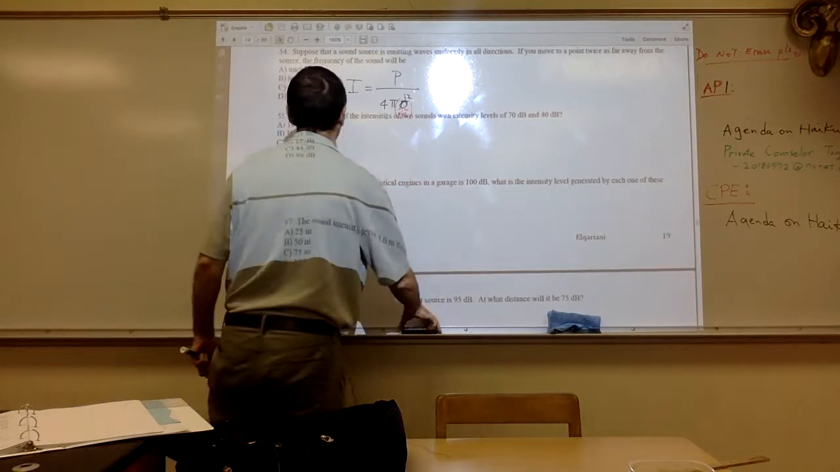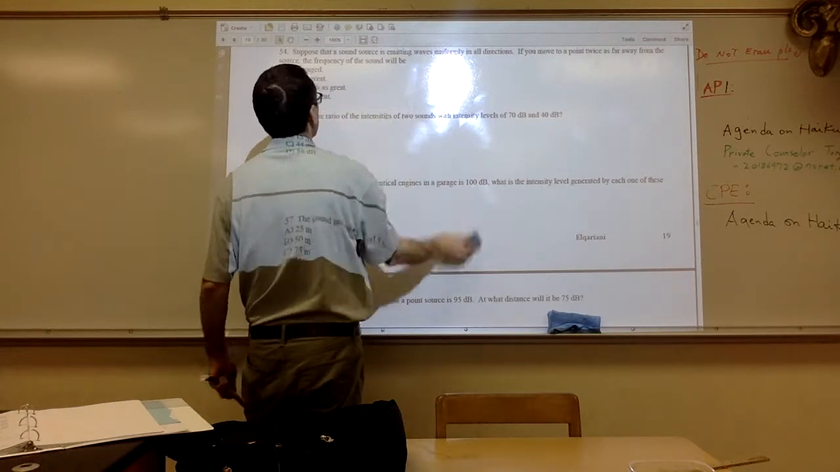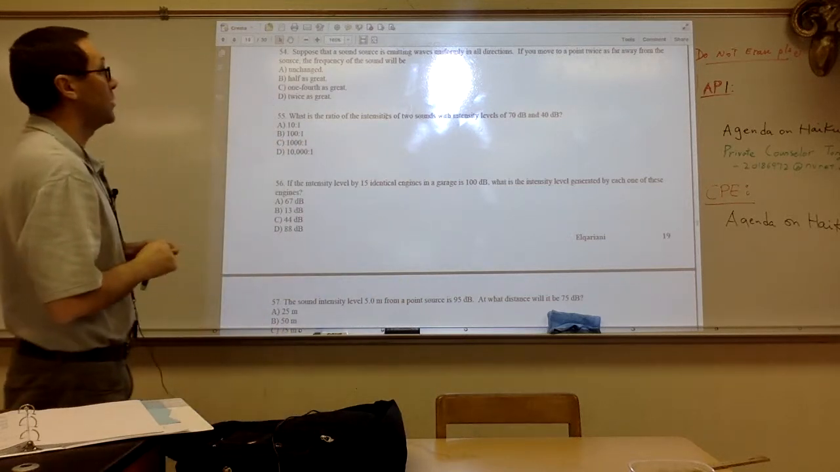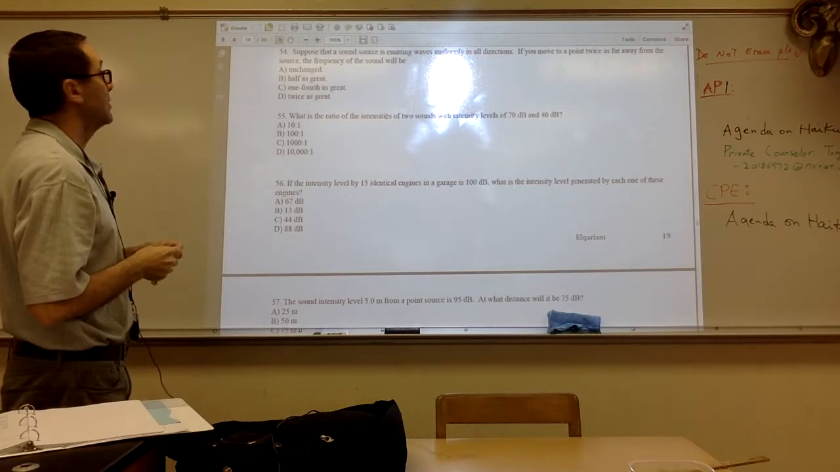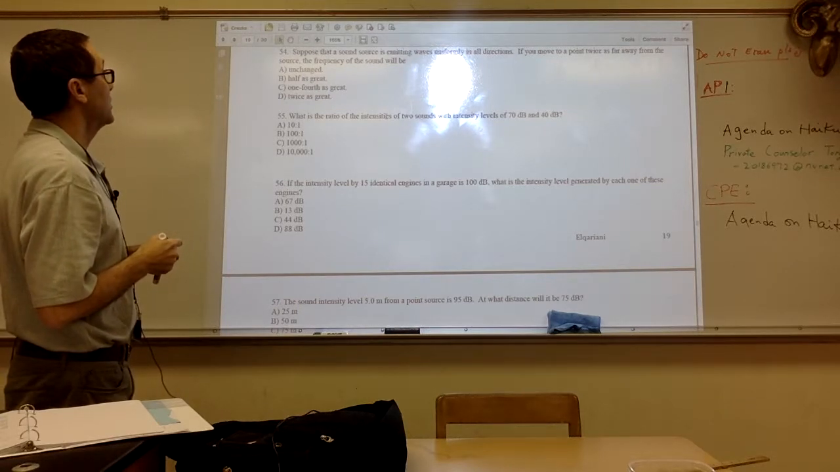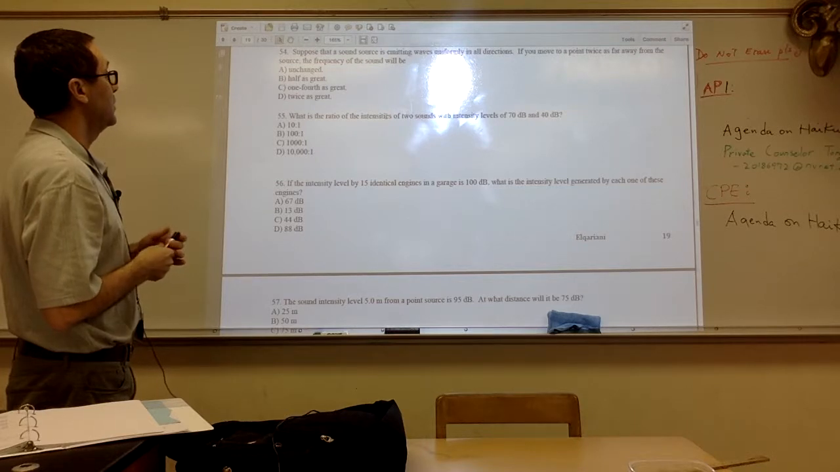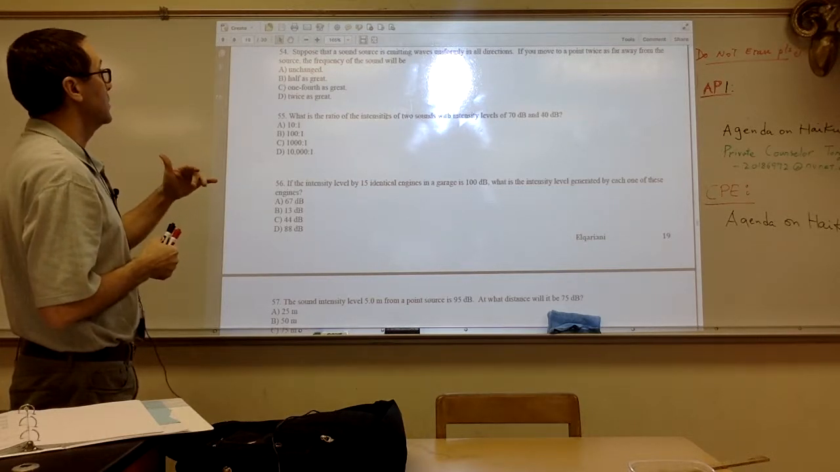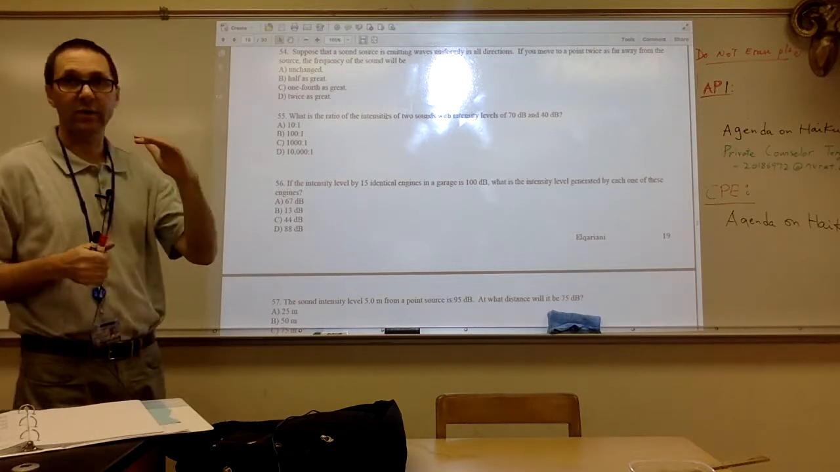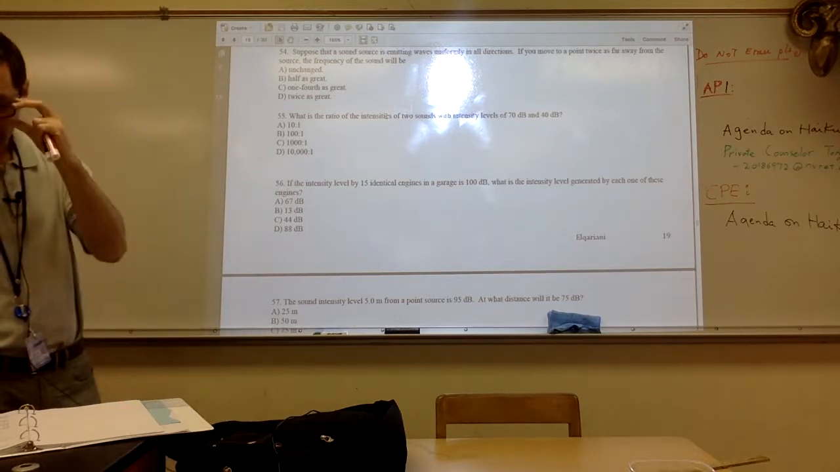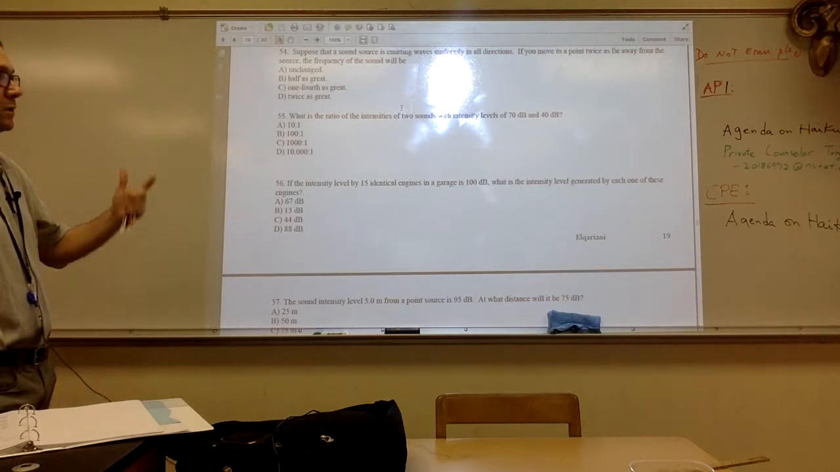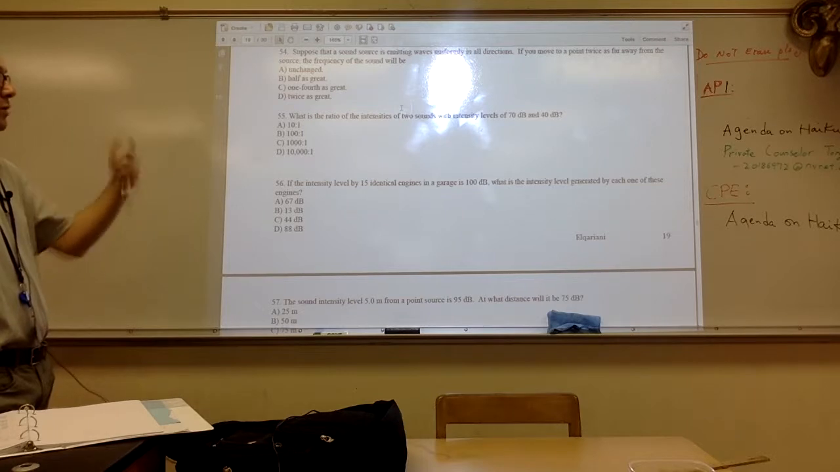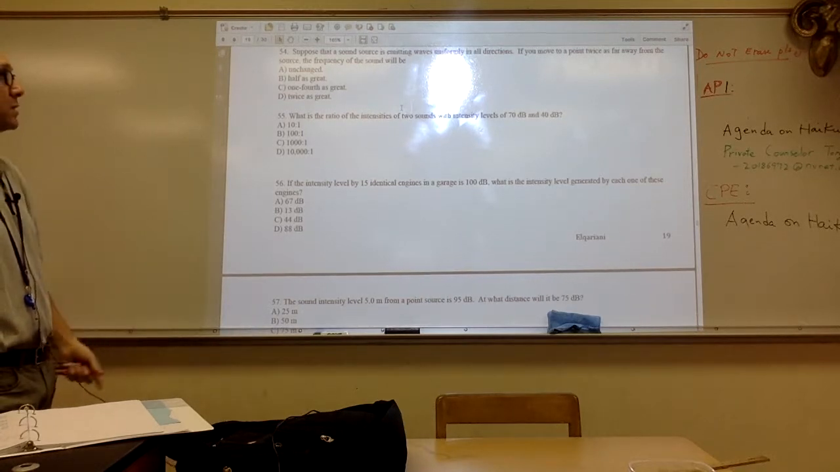Okay. Number 54. Suppose that a sound source is emitting waves uniformly in all directions. So I say 3D. If you move to a point twice as far away from the source, the frequency of the sound waves will, well, the frequency is not going to change because that has to do with the source that's generating this sound. So the sound of a train will be the sound of a train whether you're close to it or you're far away. You will recognize that it's a train or an ambulance or a fire truck.